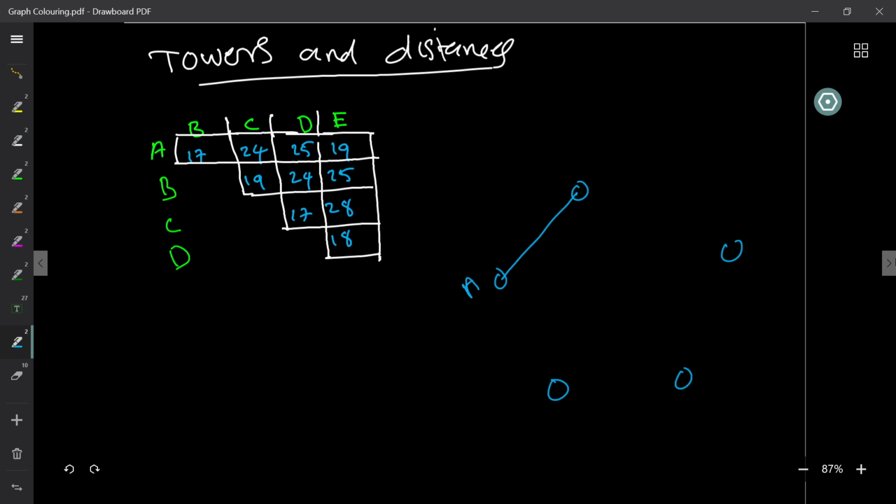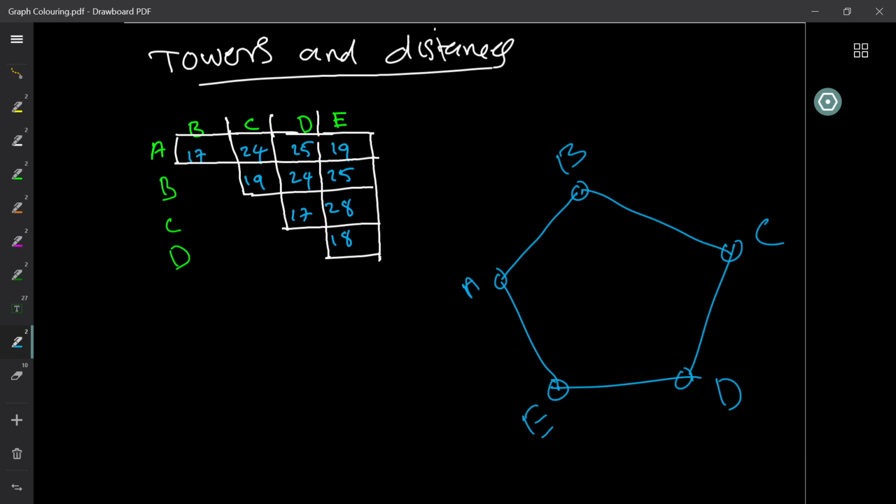So in that case, you get a graph where there is an edge between two towers if the distance is less than 20. So now we have A to B is 17, so we need an edge. Then A to E, we need an edge. Let's say this is E. Then B to C, there is an edge, and then C to D there is an edge. And any other edges? I don't see any other edges. Okay, so we have these 5 edges in this graph.